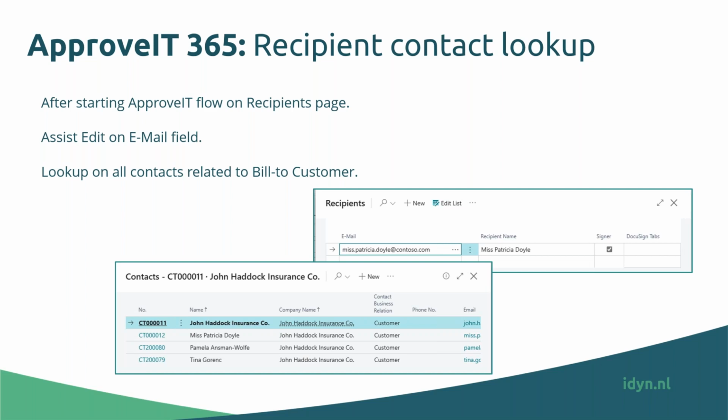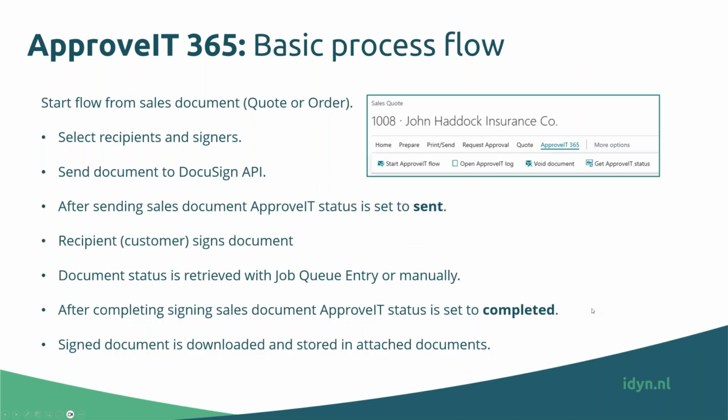So currently we have simply added an assist edit on the email field to allow for a contact lookup, where you can select an existing contact. You can still manually add an email address and name, so that's still possible. However, most of the time, we will probably handle existing contacts anyway, so this way you can easily look it up. I will show you that in a moment when we go through our basic process flow.